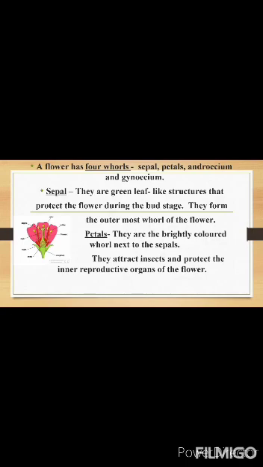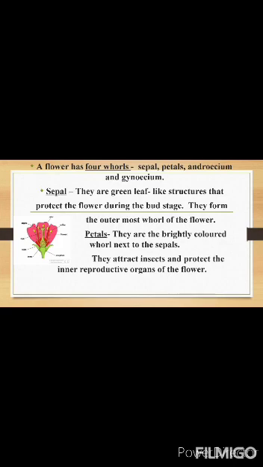A flower has four walls: sepals, petals, androecium, and gynoecium. Different parts of a flower are stigma, style, sepal, ovary, petal, and filament. First one, sepal. They are green leaf-like structures that protect the flower during the bud stage. They form the outermost wall of the flower.